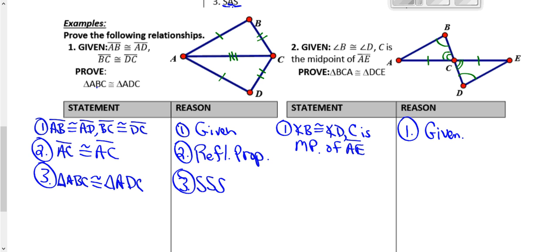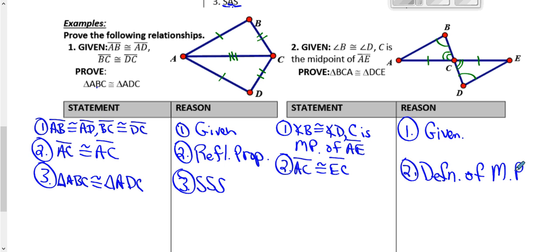What's our second statement? AC congruent to EC. Reason we can make this statement? Definition of midpoint. Feel free to abbreviate, right? Because as long as it's an abbreviation that's clear, we know what you mean, it's fine, okay? Did that still give us enough to get the triangles congruent? Or did it yet? No, we need the other thing, right?